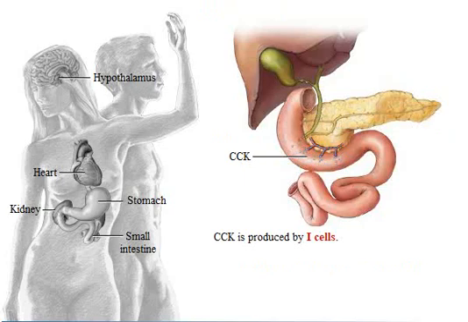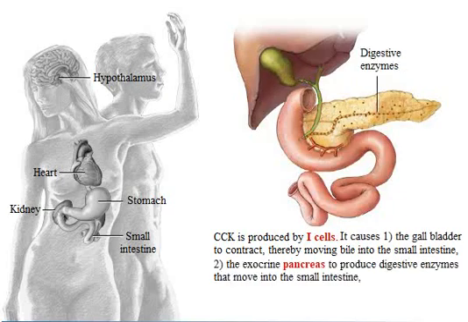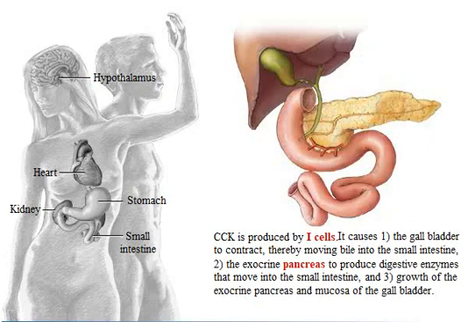CCK is produced by I cells. It causes the gallbladder to contract, thereby moving bile into the small intestine. It causes the exocrine pancreas to produce digestive enzymes that move into the small intestine, and it stimulates growth of the exocrine pancreas and mucosa of the gallbladder.